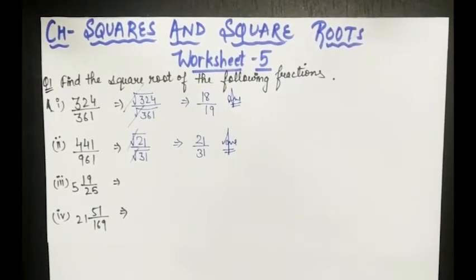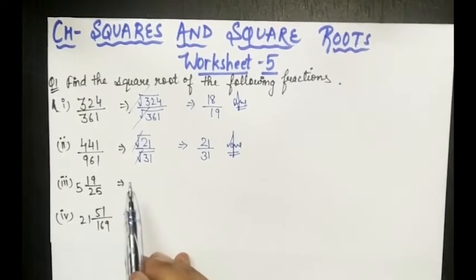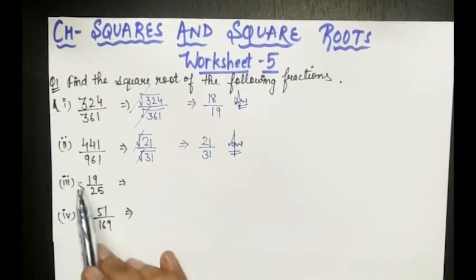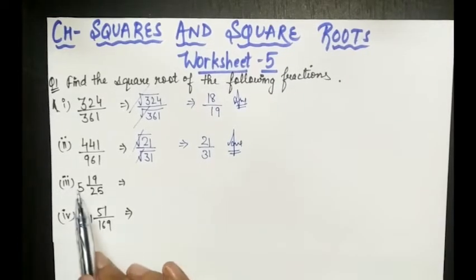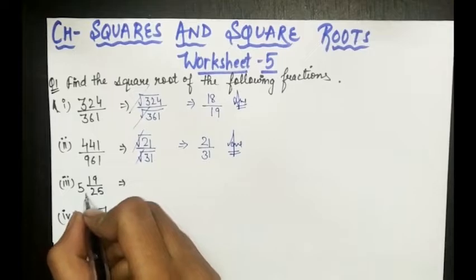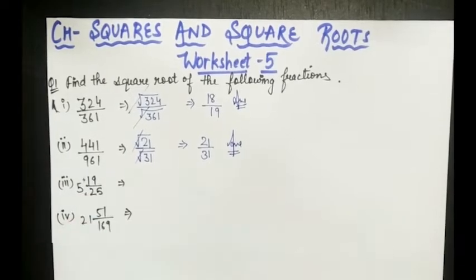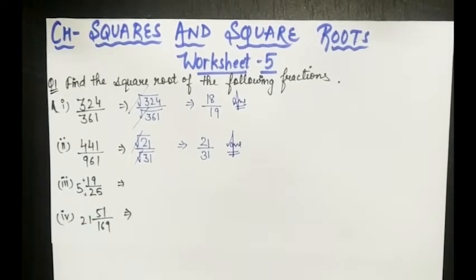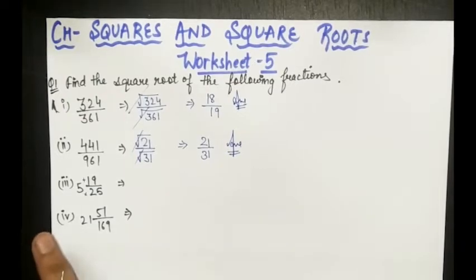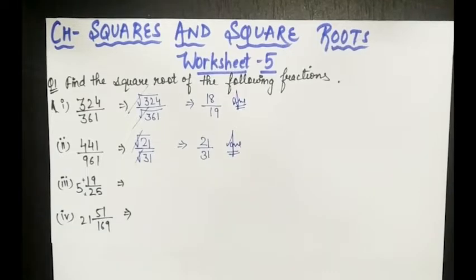So how will you do this? I think you have learned this in your previous classes already. First you have to multiply the denominator with this number, means 25 into 5. Here we will be multiplying and then we will be adding. So 25 into 5, and then plus 19.